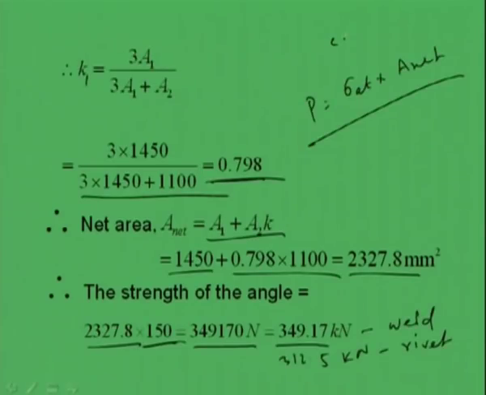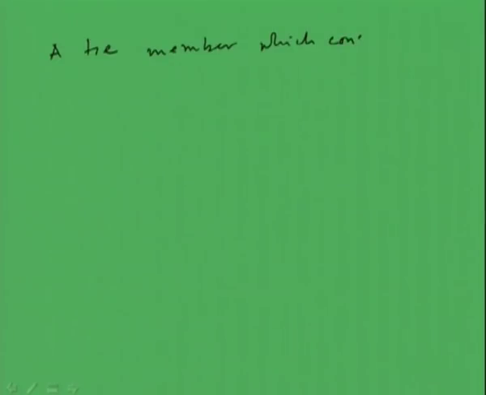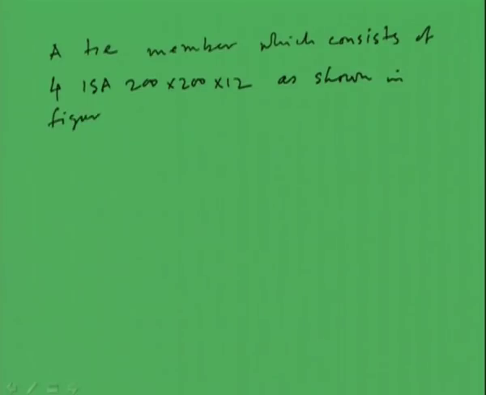This example is a tie member which consists of 4 ISA 200 by 200 by 12. So 4 angles of 200 by 200 by 12 have been made as a built up section as shown in the figure. I am going to draw the figure. Assume the diameter of rivet as 20, power driven shop rivet.